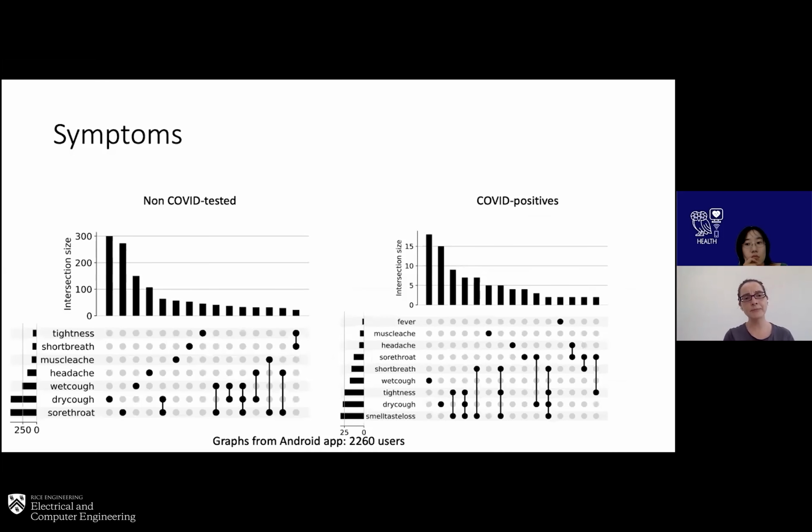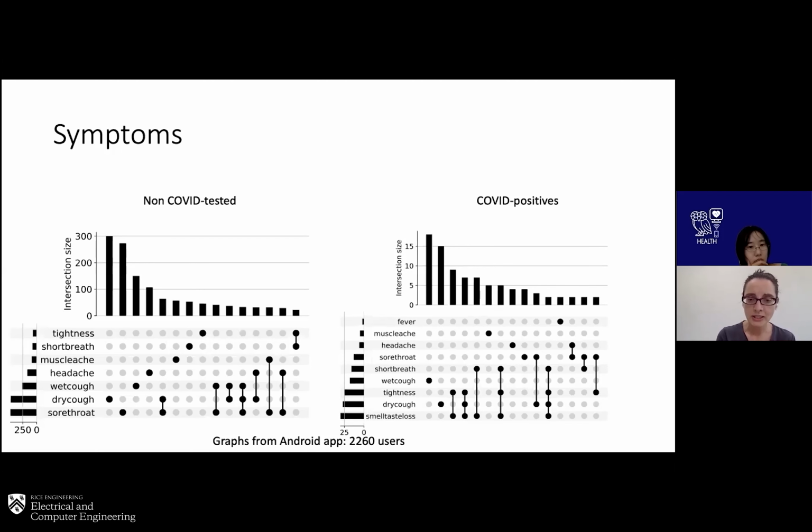At the same time, we also graphed a portion of our data users, the numbers at the bottom, COVID positives versus non-COVID tested. So people who said they had COVID because they've been tested, and people who weren't tested, which are many, in fact, in even just this subset of the data.